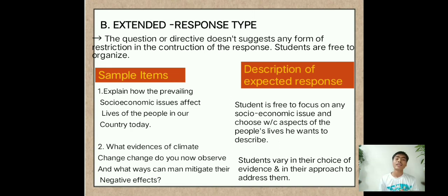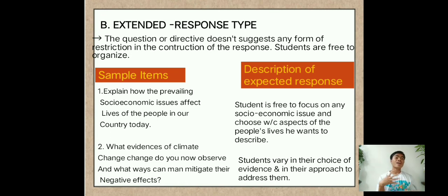And then a sample item: explain how the prevailing socioeconomic issues affect the lives of the people in our country today. In the description of the expected response, the student is free to focus on any socioeconomic issue and choose which aspects of the people's lives he wants to describe. You should not act as a hindrance, especially in making extended response types for the students, because they are free. Students are free to create essays. Another item: what evidences of climate change do you now observe, and in what ways can we mitigate their negative effects? Students vary in their choice of evidence and their approach to address them, of course.